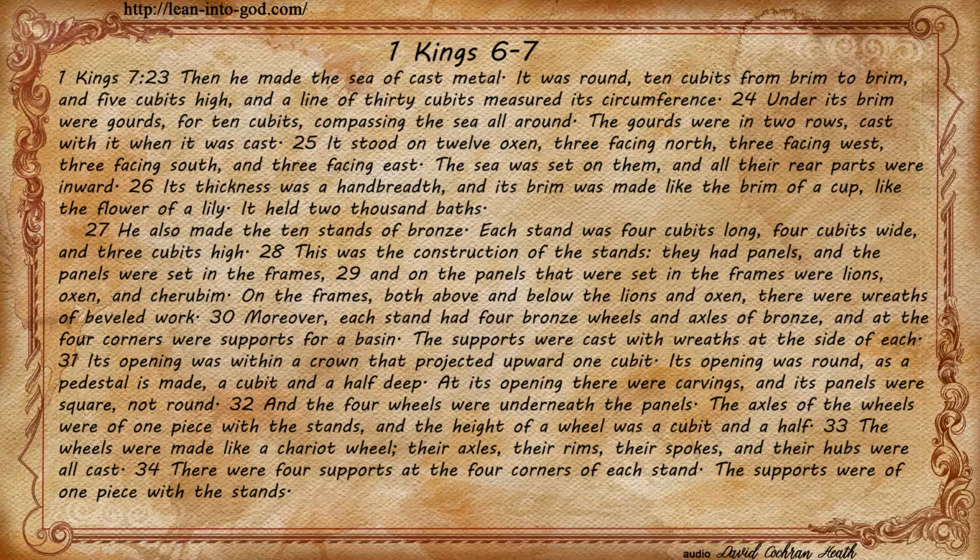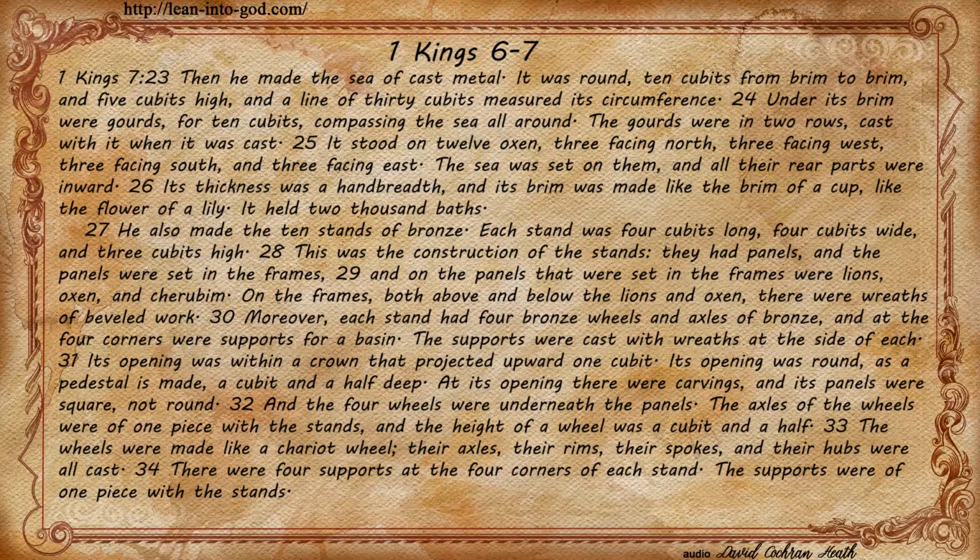It stood on 12 oxen, 3 facing north, 3 facing west, 3 facing south, and 3 facing east. The sea was set on them, and all their rear parts were inward. Its thickness was a handbreadth, and its brim was made like the brim of a cup, like the flower of a lily. It held 2,000 baths.